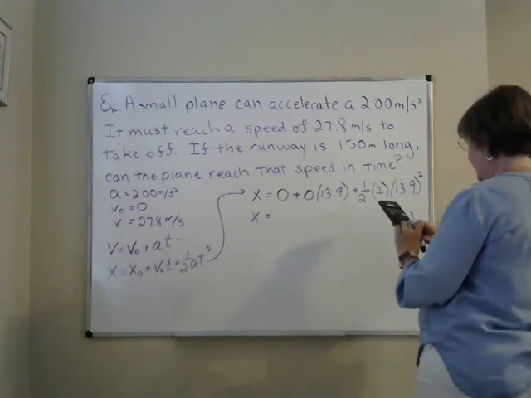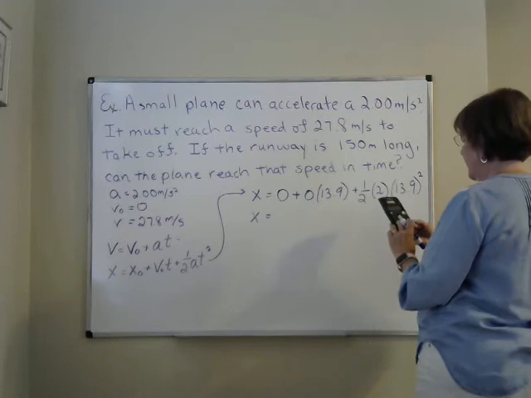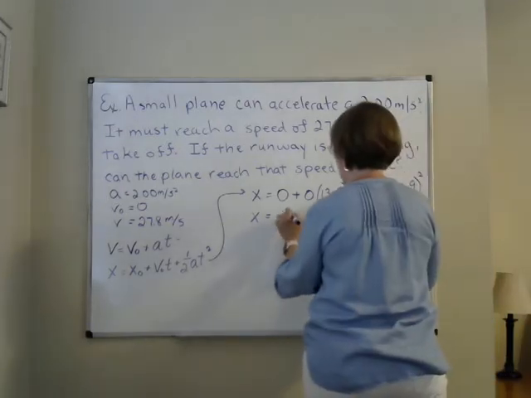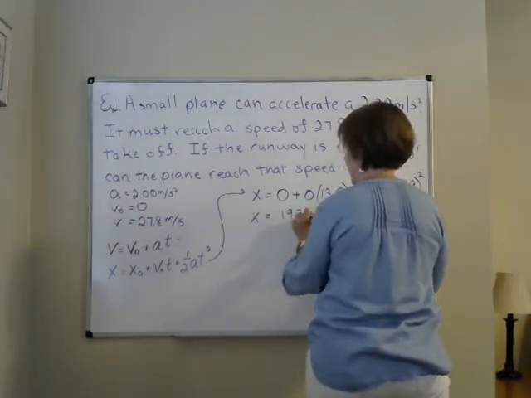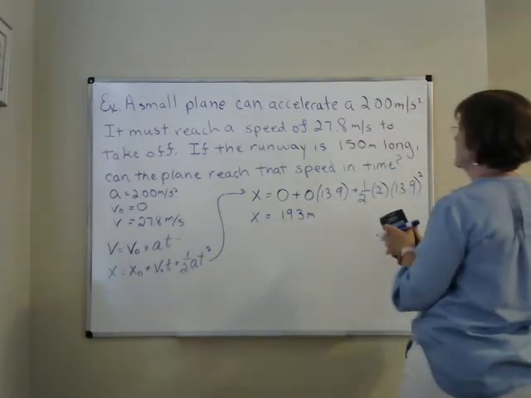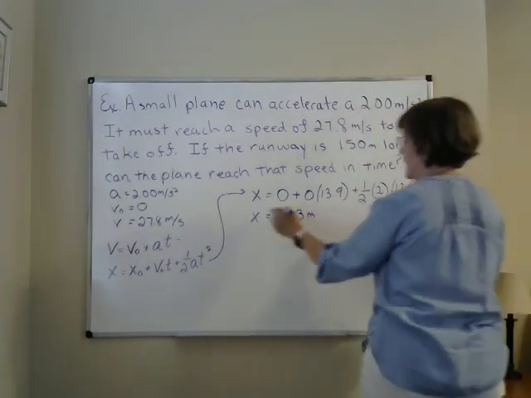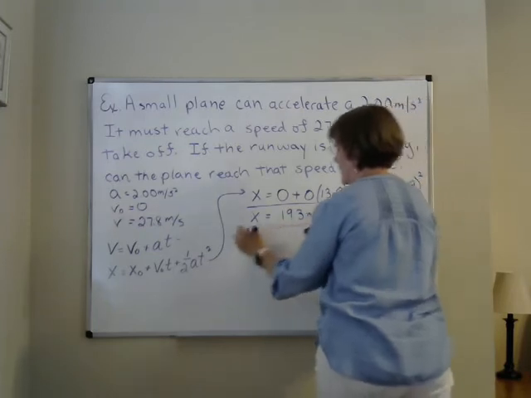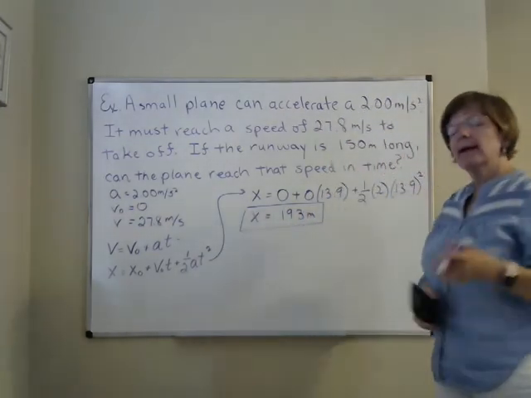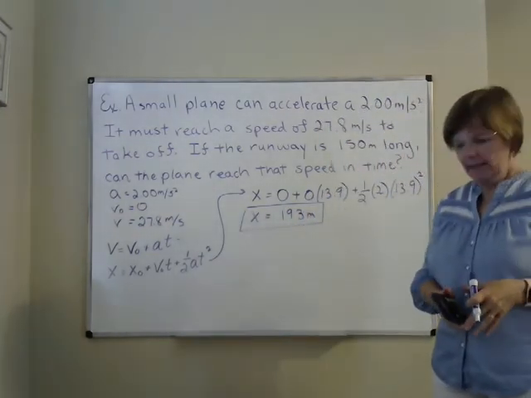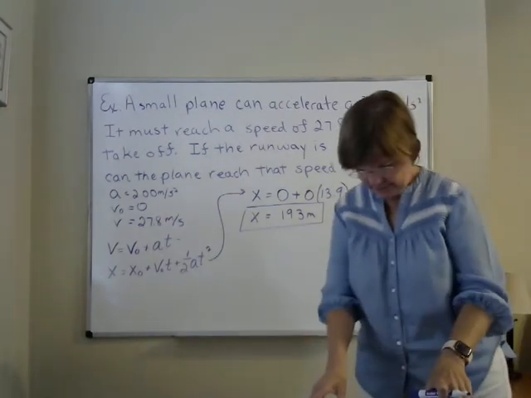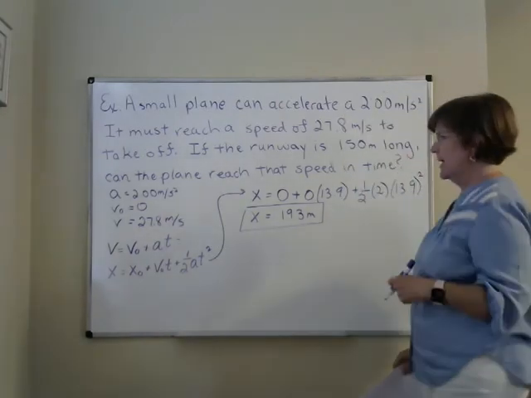All of that is 0. But 13.9 squared is 193 meters. Let's see how many significant digits. Well, we did have 3. That runway is definitely not going to be long enough. It will need to be redesigned.